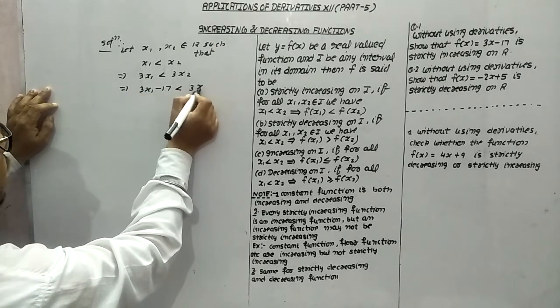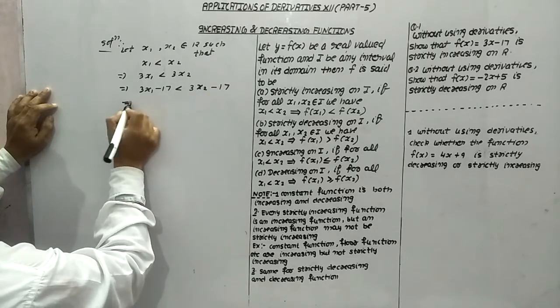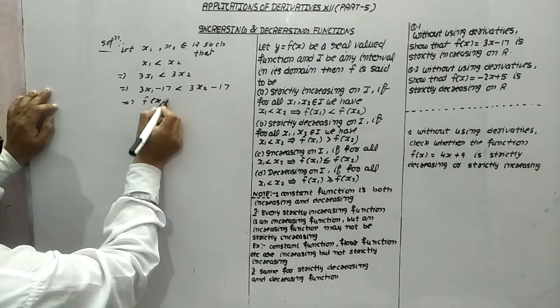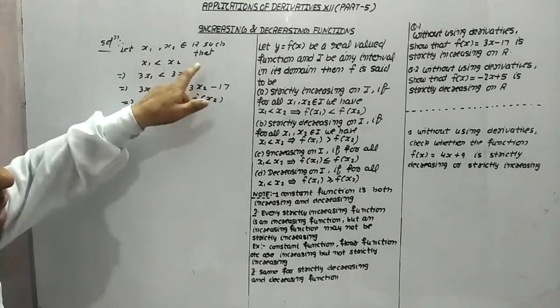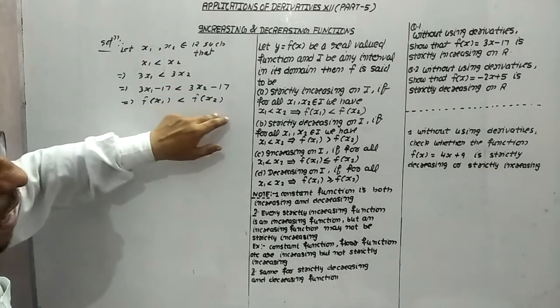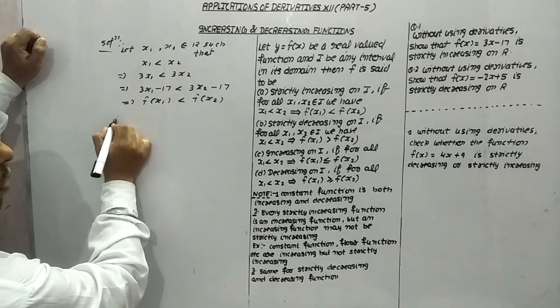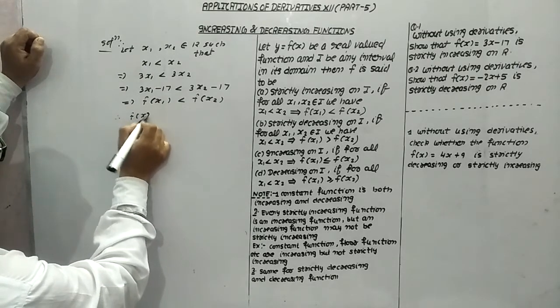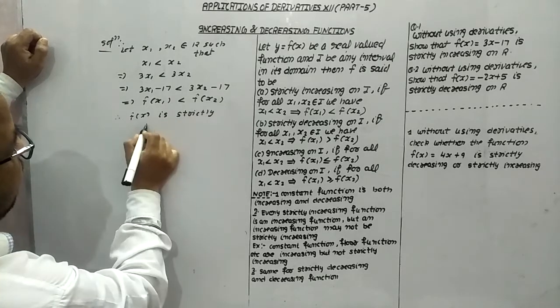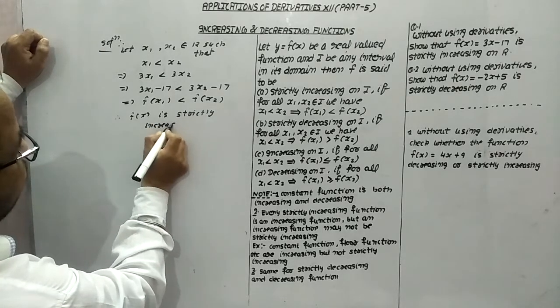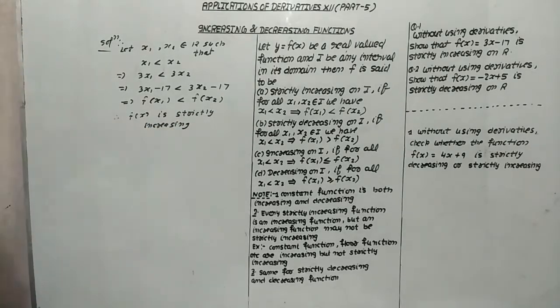It means this is 3x2 - 17. So what does this become? f(x1). And what does this become? f(x2). We are taking x1 less than x2, and it is coming f(x1) less than f(x2). Therefore, we can say f(x) is strictly increasing. What is this? This is a strictly increasing function. So this is the way to show a strictly increasing function.